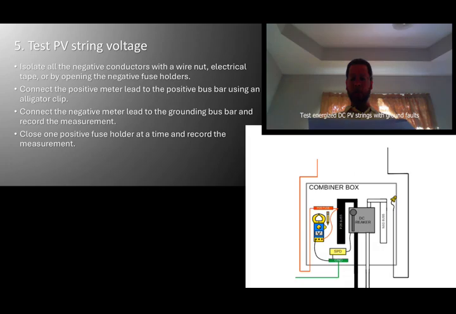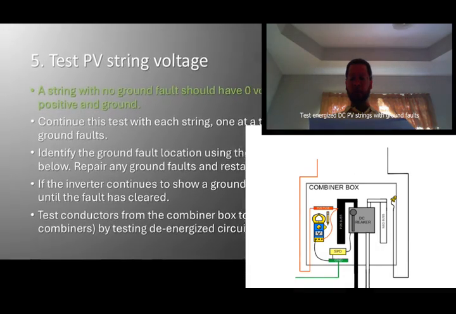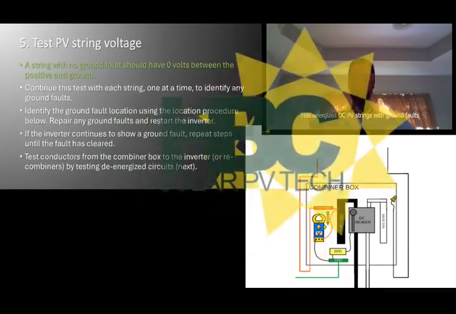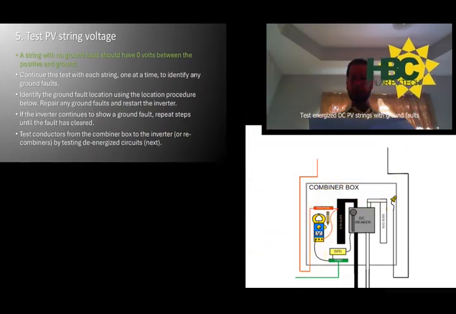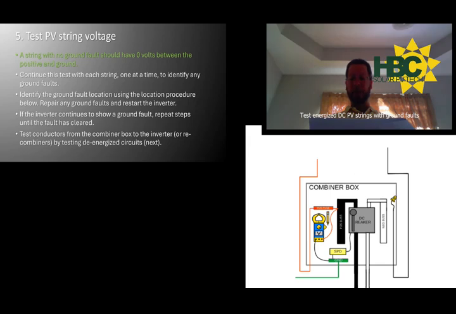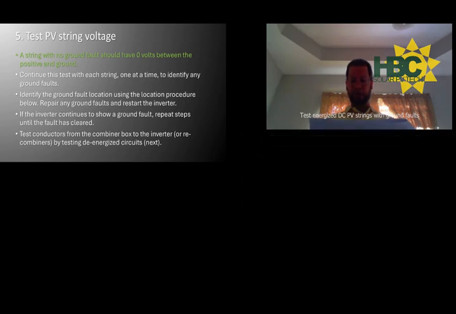A string with no ground fault should have 0 volts between the positive and ground. Continue this test with each string one at a time to identify any ground faults. Identify the ground fault location using the location procedures below. Repair any ground faults and restart the inverter. If the inverter continues to show a ground fault, repeat steps C and D until the fault has cleared.